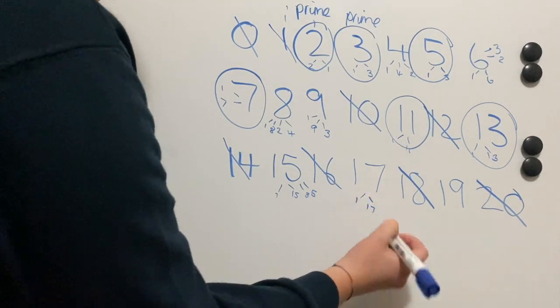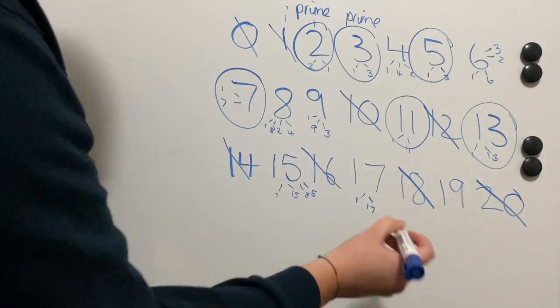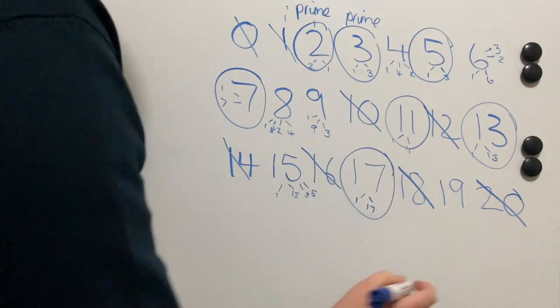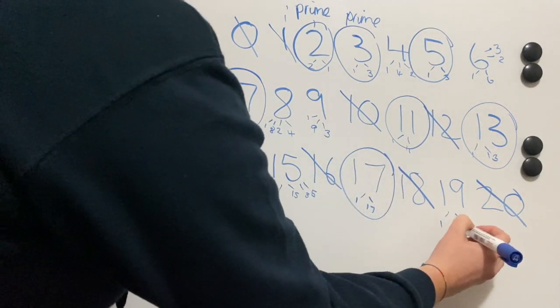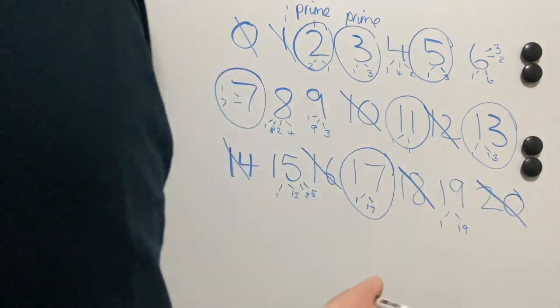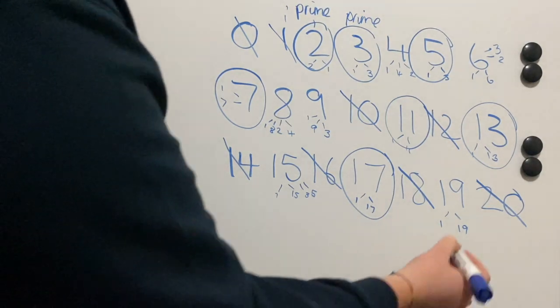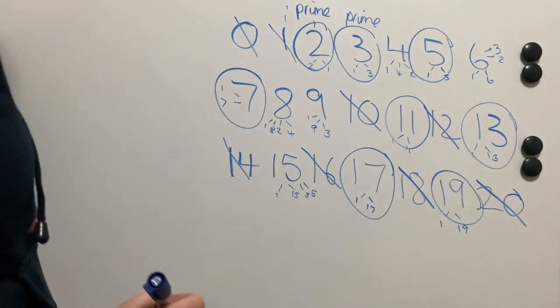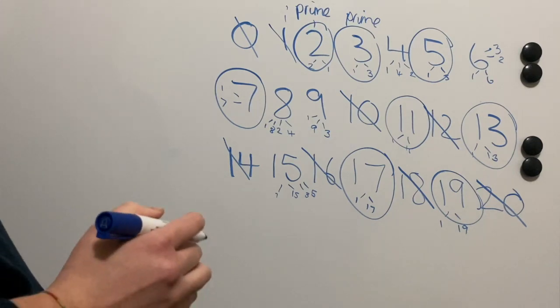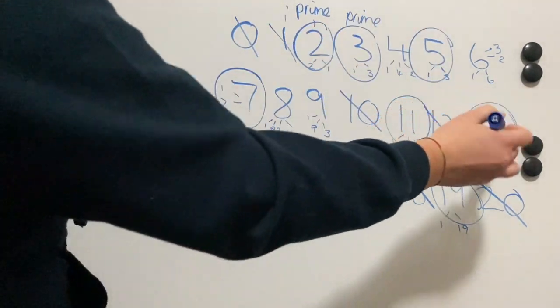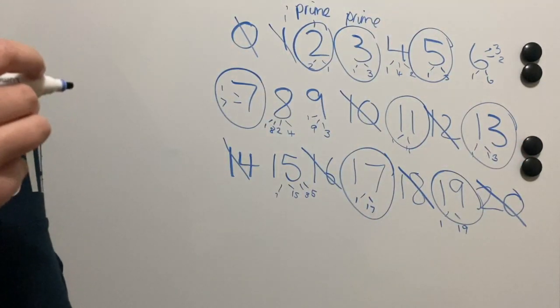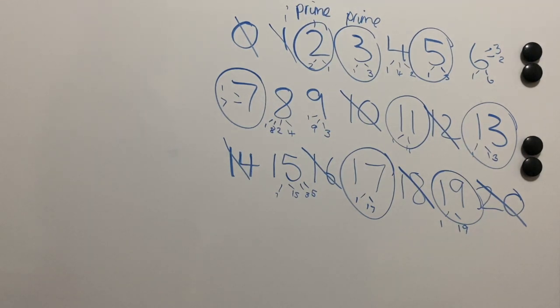Like 17, there are no other factors of 17, so it's a prime number. And the same with 19 as well. There are no other numbers that I can times together to make 19, so it is a prime number. And there we have 1, 2, 3, 4, 5, 6, 7, 8, the first 8 prime numbers.